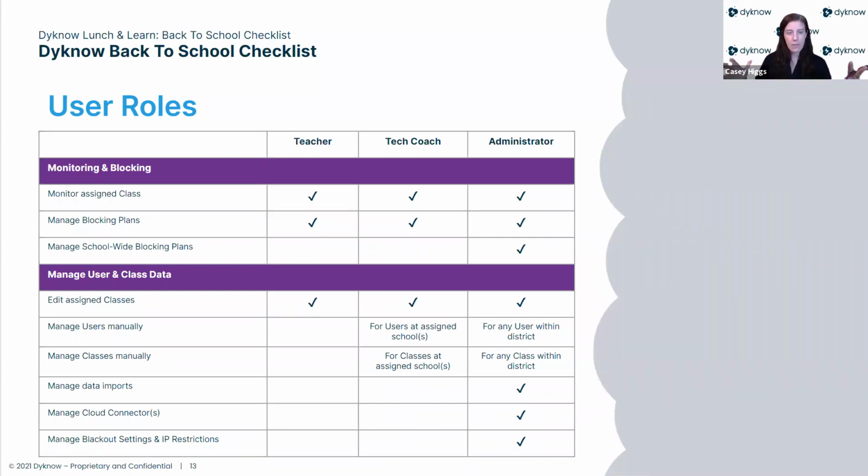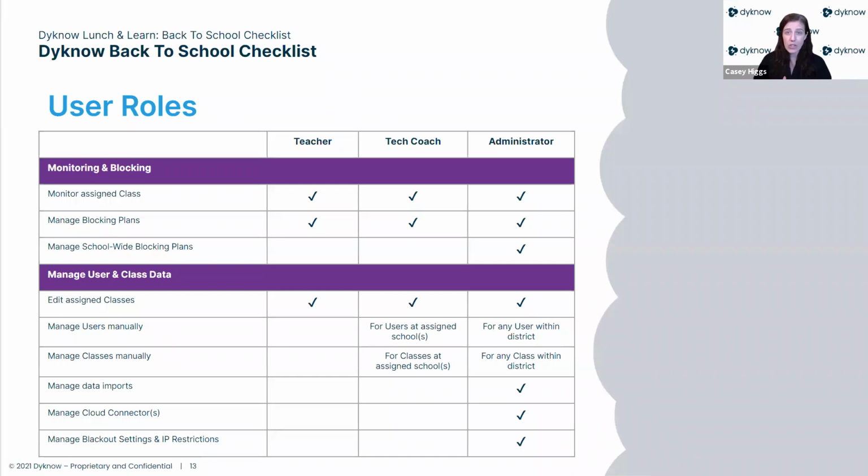So any faculty member that's using Dyknow is going to have one of these 3 roles: teacher, tech coach, or admin, right? And all of these 3 roles have the ability to monitor an assigned class, which is anything that will appear on your My Classes dashboard. So you can monitor any assigned class, edit any of your assigned classes, manage your own blocking plans, and then access the class history data for any of your monitored classes. So that's any faculty member.